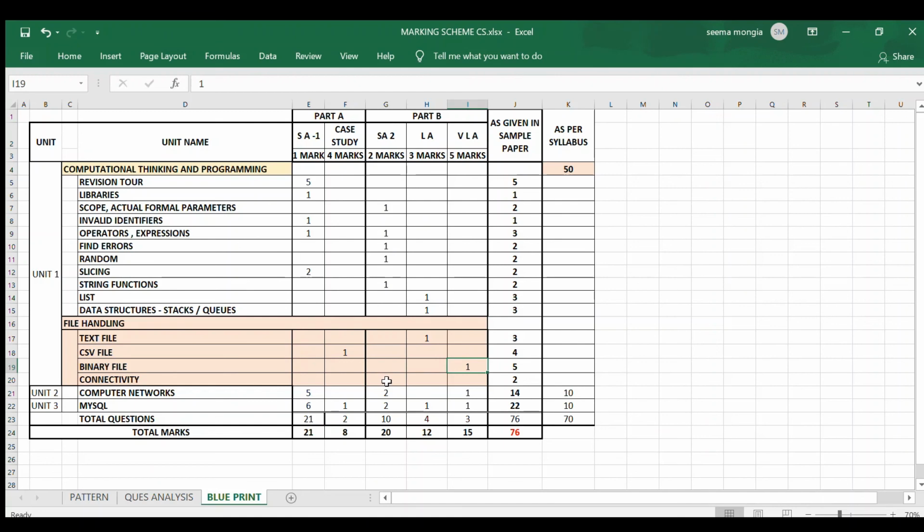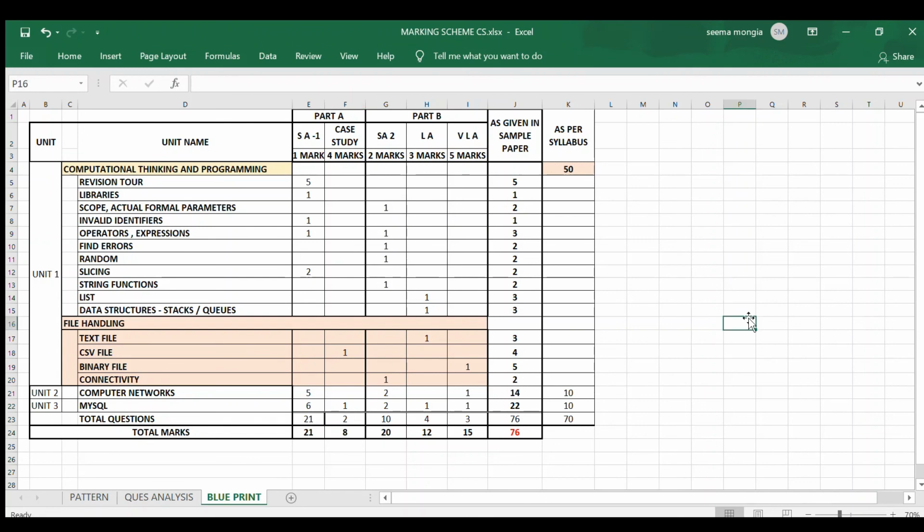Then a little bit of connectivity is being covered here in file handling. So file handling connectivity with MySQL, a 2 marker question is covered here. So this portion is very clear, there is no doubt. Computer networks 5 marker question, MySQL 5 marker question, there is no doubt. Case study 1 marker questions of MySQL, there is no doubt. Obviously they will be planned like this only.